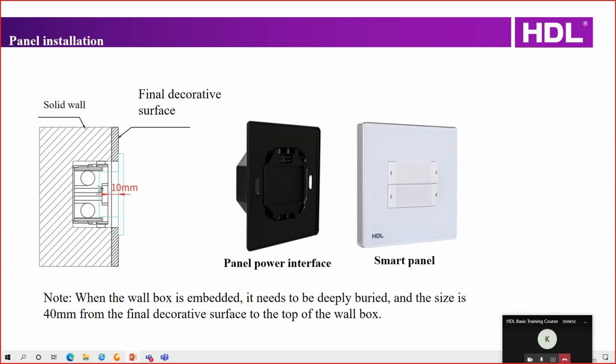And this is an example of the panel installation. We also have many different panels for KNX system. So please note that when the wall box is embedded, it needs to be deeply buried, and the size is 40 millimeters from the final decorative surface to the top of the wall box.